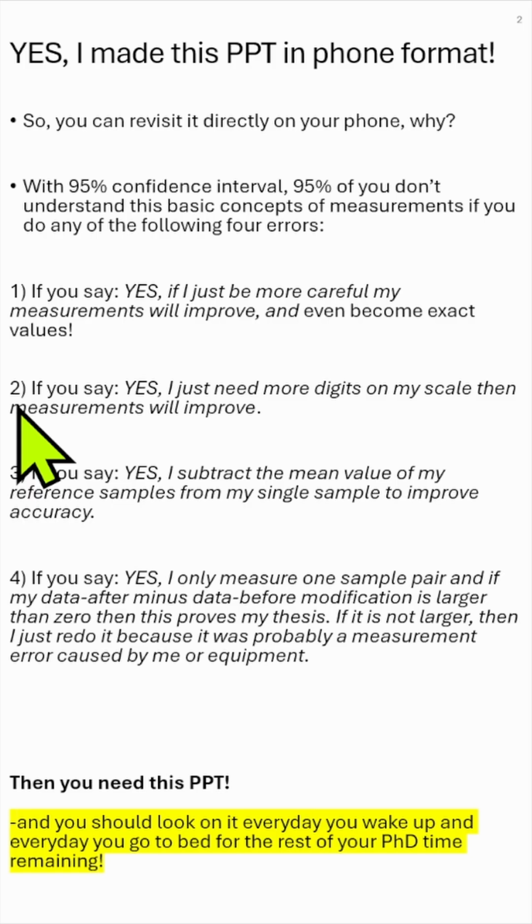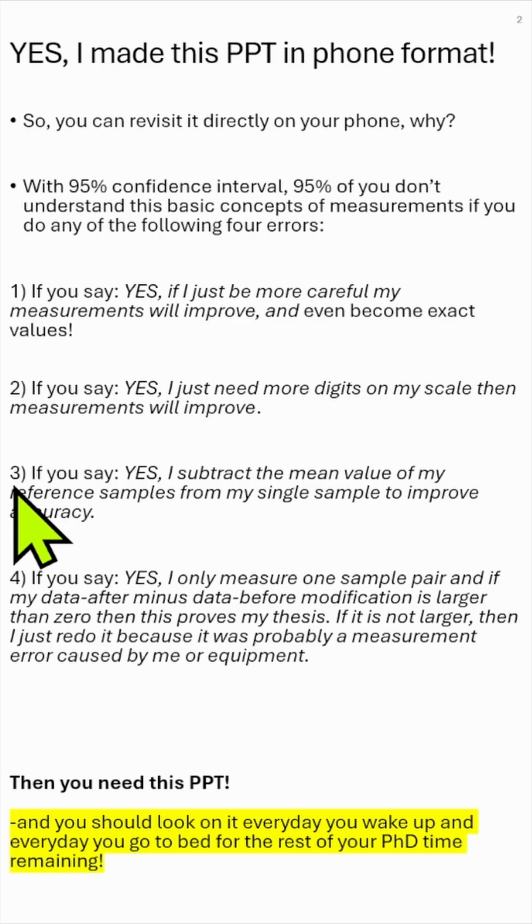Deadly error number 2: you say, I just need more digits on my scale, then the measurement will improve, of course. The measurement uncertainties I'm always experiencing are just caused by poor equipment. So if I just increase the digits, the resolution of my measurement scale, then everything will improve.